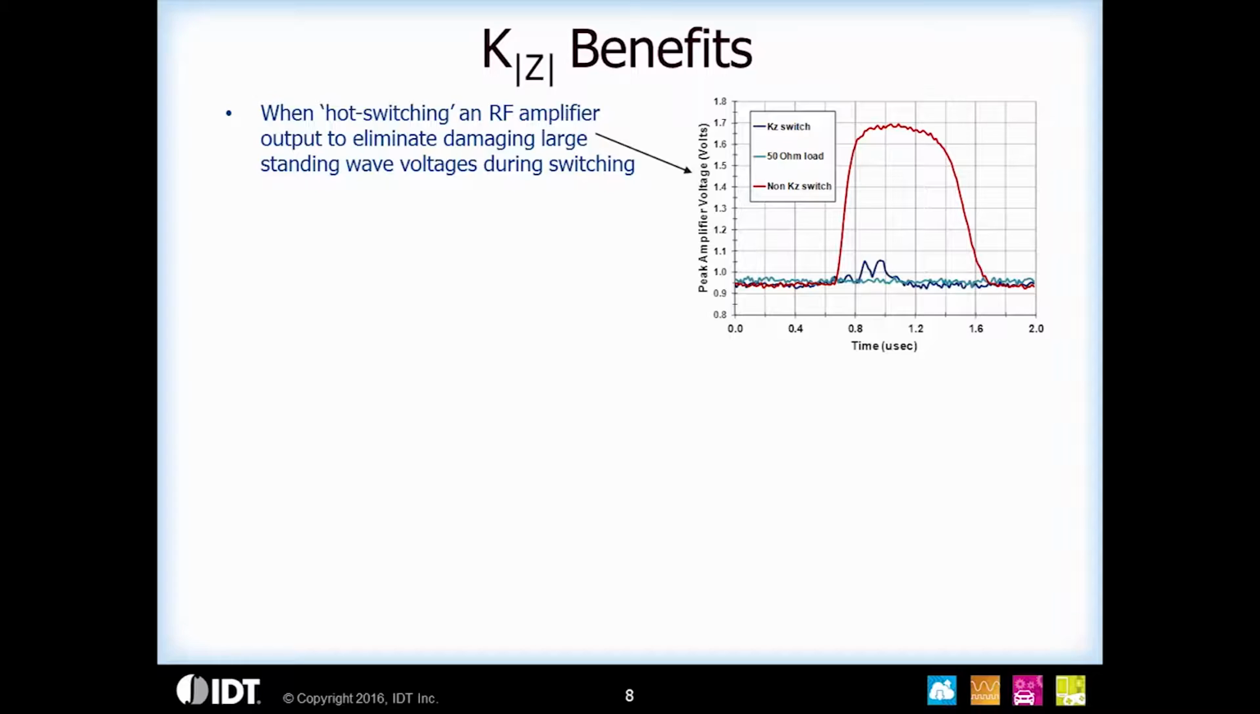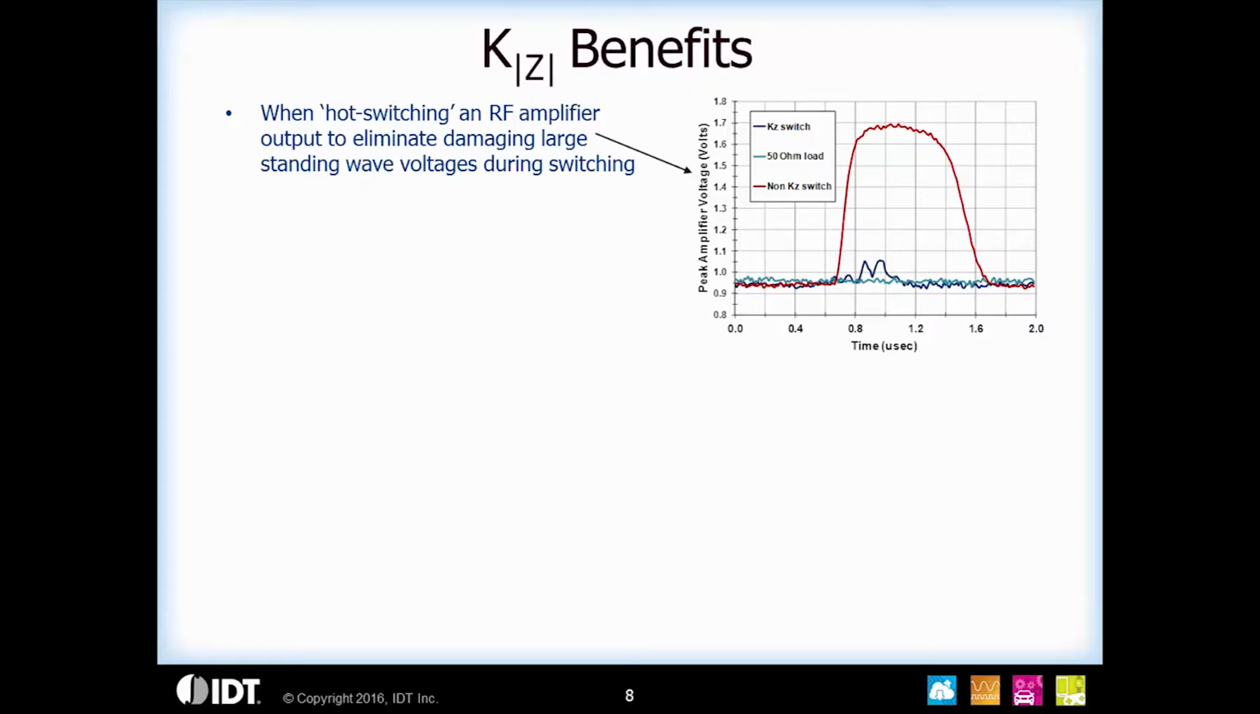Another unique innovation from IDT is KZ, or constant impedance. This technology is used in switches. When you are switching from one RF port to another with constant impedance, we are able to keep the impedance almost constant. So it does not change. And the benefit of this is that your return loss does not degrade and your voltage standing wave ratio remains almost the same.